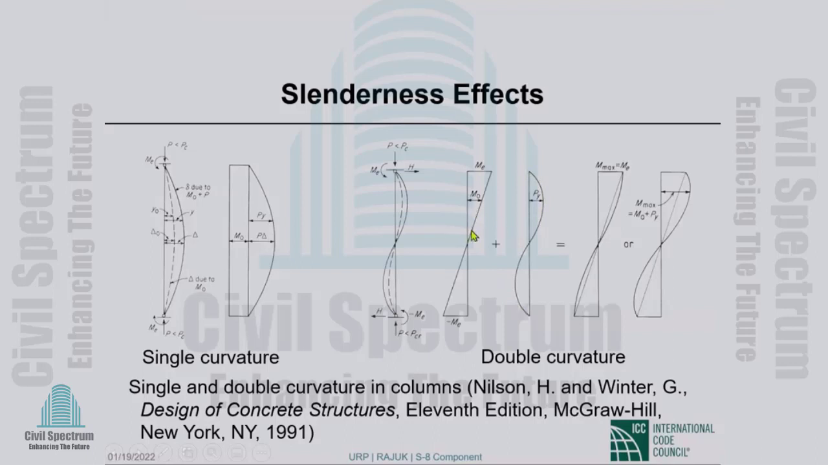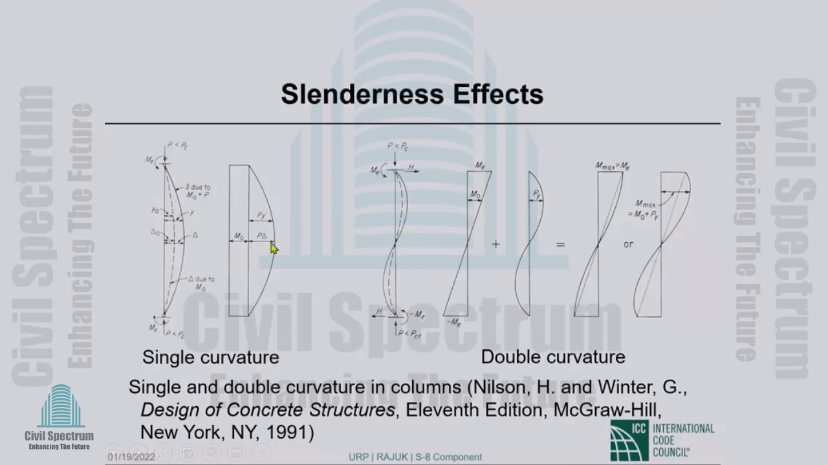Now, the sum of this and that may look like this in the left-hand picture, or it may look like that in the right-hand picture. The point is that in this case, there is no moment magnification. The bending moment at the end is the same, and that is the largest bending moment. In this situation, the largest bending moment is no longer at the end. It has moved here, and the largest bending moment is larger than the end moment. So there is a little bit of moment magnification, but it is not anywhere near this.